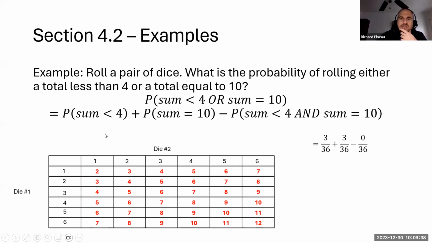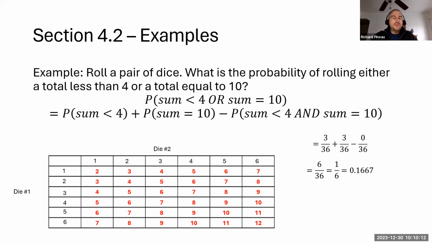And then I need to know how many sums are equal to 10. Well, that's on this diagonal down here. So just 3. Now the question is, is it possible to have a sum less than 4 and equal to 10? Can I have both things occur at once? And the answer is no. I cannot have a sum that is both less than 4 and equal to 10, because if I'm equal to 10, I'm not less than 4. And if I'm less than 4, I'm not equal to 10. So that is impossible. That's why that probability is 0. So the answer here is simply 1/6.